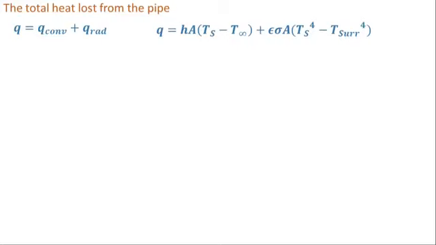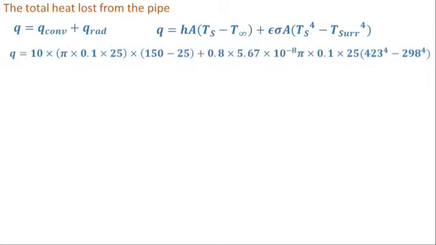The radiative heat transfer will be given as epsilon sigma A (Ts power 4 minus T surrounding power 4), where epsilon is the emissivity of the pipe material. Sigma is the Stefan Boltzmann constant, A again will be the surface area of the pipe. Ts is the surface temperature of the pipe, and T surrounding is the temperature of the surrounding.